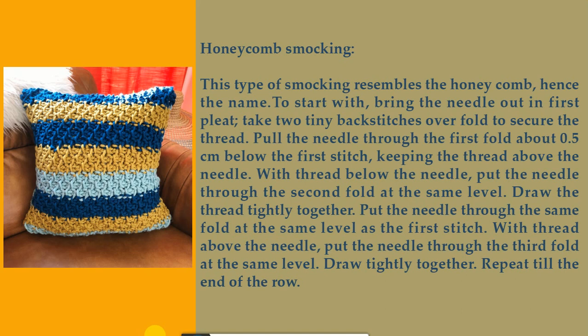Put the needle through the same fold at the same level as the first stitch. With the thread above the needle, put the needle through the third fold at the same level. Draw tightly together. Repeat till the end of the row.